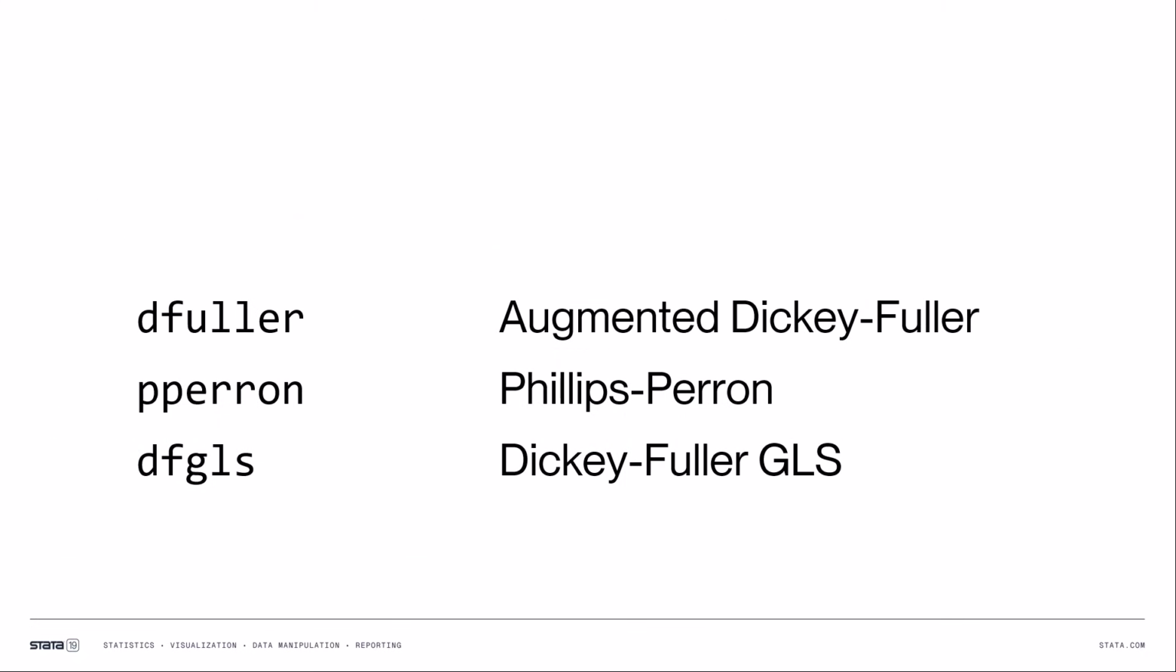To test for a unit root in Stata, we can use the Augmented Dickey-Fuller test implemented in the dfuller command, the Phillips-Perron test implemented in the pperron command, and the Dickey-Fuller generalized least squares test implemented in the dfgls command.